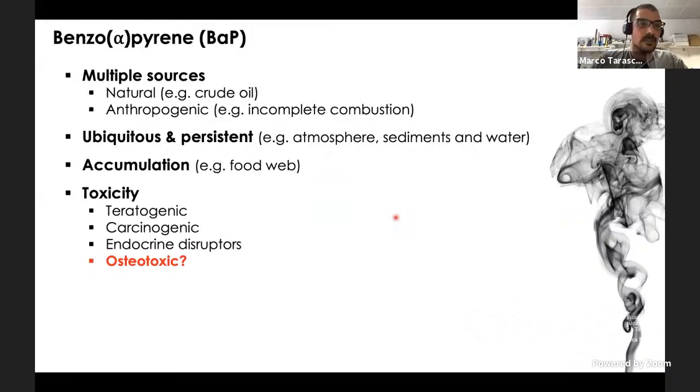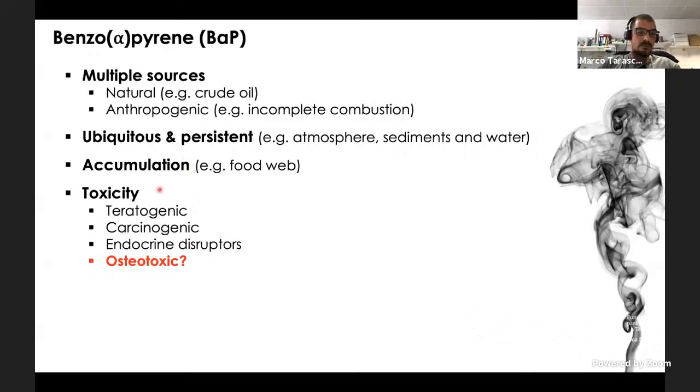As I said before, today I will show you some examples of benzo[a]pyrene osteotoxicity, which I will call BaP for short. BaP is a well-known compound from the polycyclic aromatic hydrocarbons family, and it comes from multiple sources. This can be natural, for example, it's found in the environment in crude oil, but of course, many of them are from anthropogenic activity. In fact, BaP is normally formed during incomplete combustion of organic material. That's why it's ubiquitous and persistent. It is found in the atmosphere, in the sediment, and also in the water. And it is also known to accumulate.